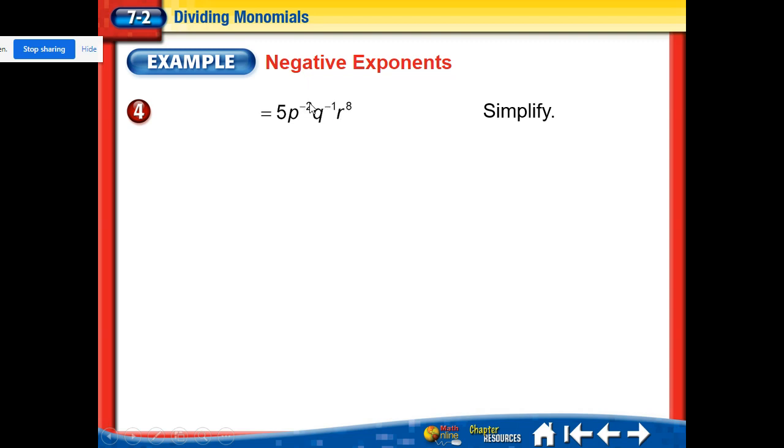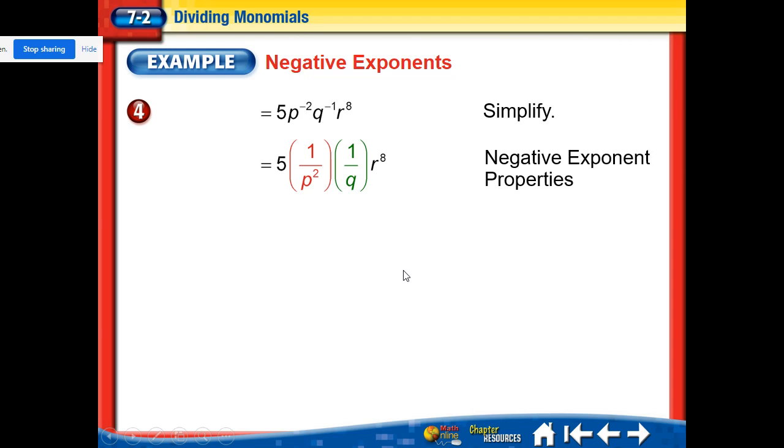And remember, if they're negative, they're not happy, so they're going to move. Well, these are all considered in the numerator. So the negative ones are going to go down to the denominator, and we're going to be able to write our answer. So 5r to the 8th stays up, and the p squared q goes to the bottom.